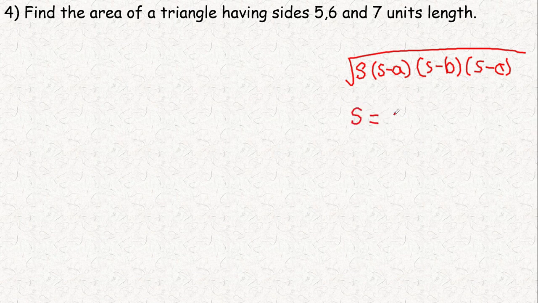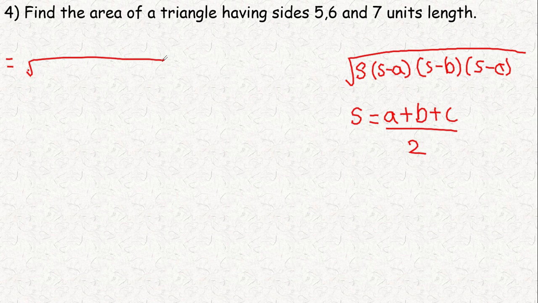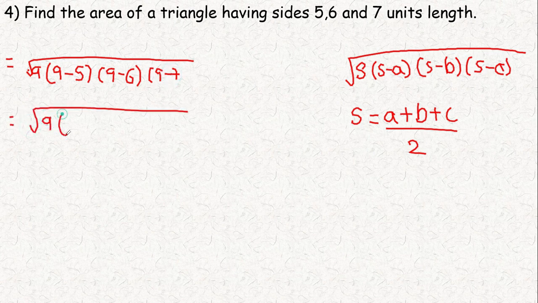Here S means semi-perimeter. S is equal to a plus b plus c by 2, which is equal to 5 plus 6 plus 7. 5 plus 6 is 11, 11 plus 7 is 18. 18 divided by 2 means it's 9. Here root of 9 into 9 minus 5 into 9 minus 6 into 9 minus 7, which is equal to root of 9 into 4 into 3 into 2. 9 minus 7 is 2.